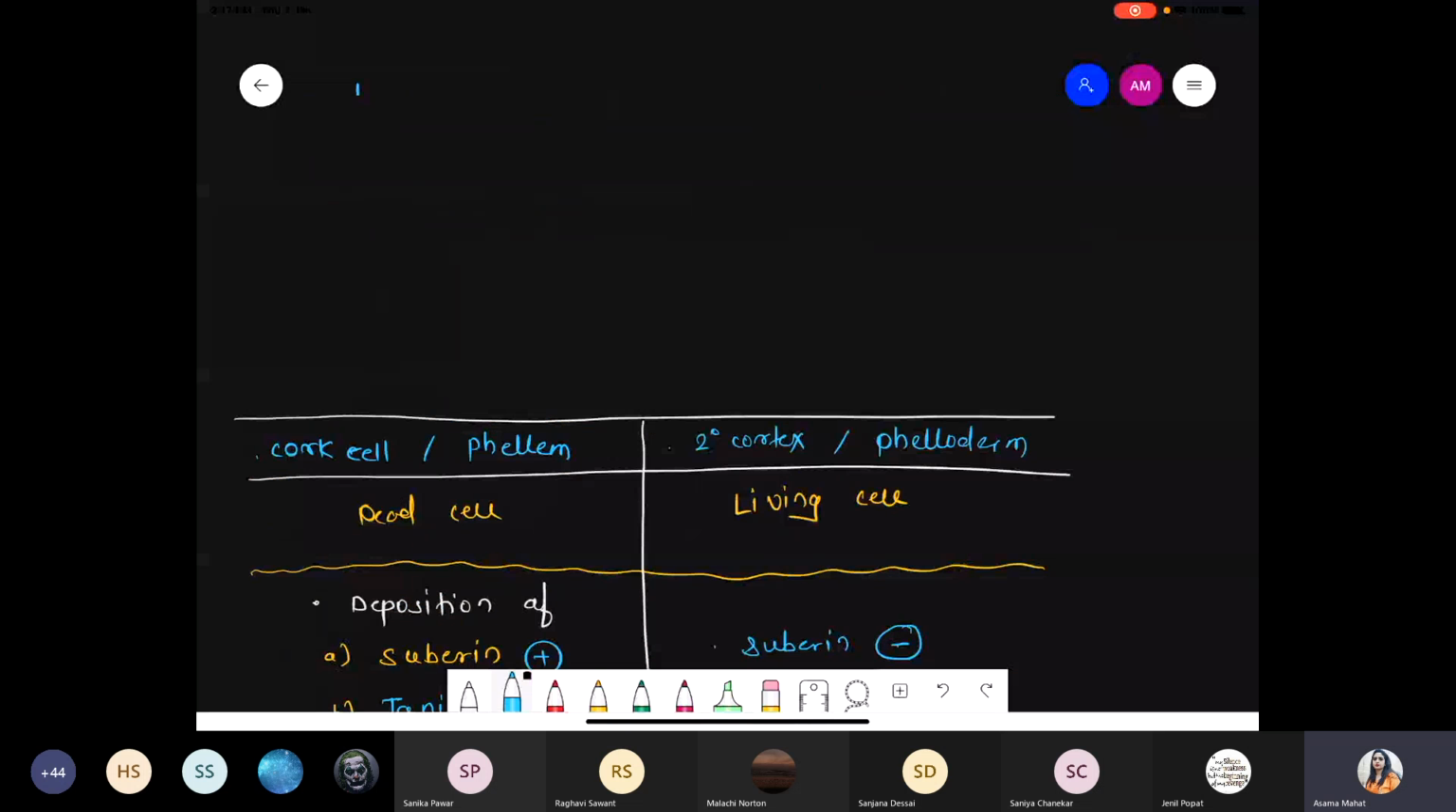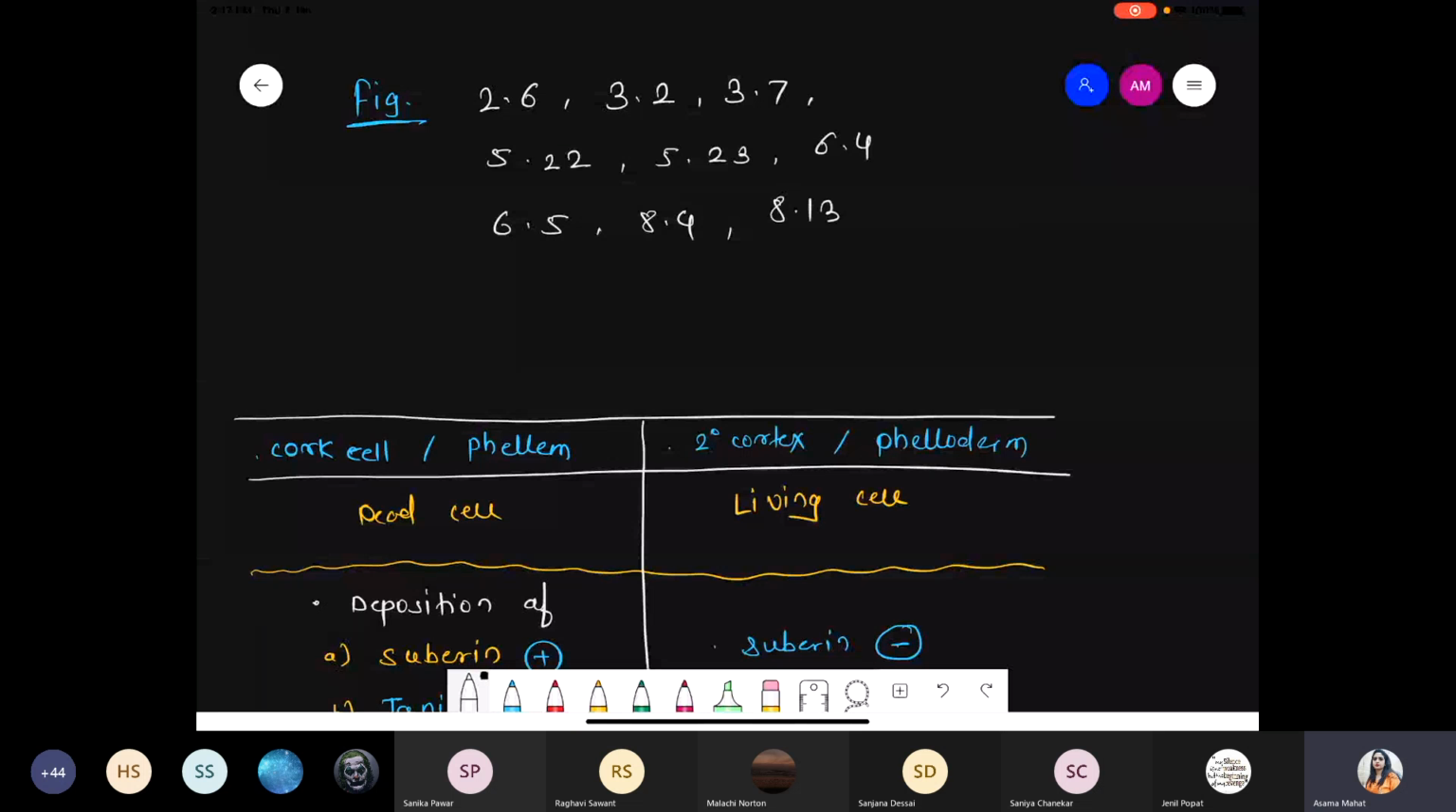Chalo, write down the diagrams. Which diagrams are coming in the exam? Please write down: diagram 2.6, 3.2, 3.7, 5.22, 5.23, 6.4, 6.5, 8.4, and 8.13. Out of these, 2 or 3 diagrams will come.